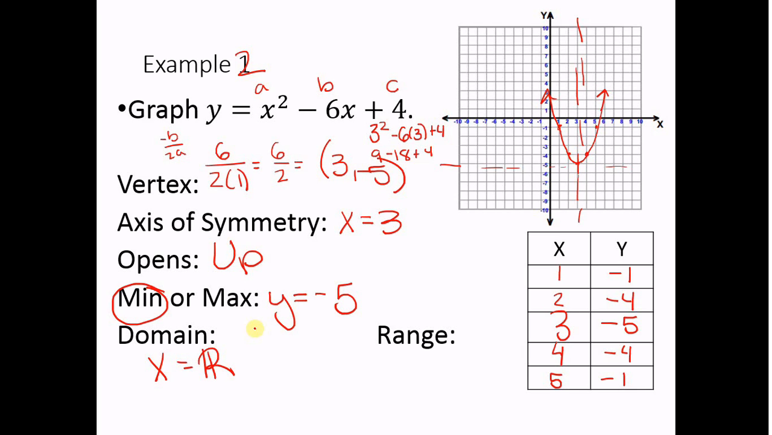Now, what about our range, you're saying? Well, my range, y is, am I bigger? What number am I starting at? I'm starting at -5, right? Am I bigger than -5 or smaller than -5? Bigger, right? I'm getting to the bigger y values. So y needs to be greater than or equal to -5. And that is how to find the domain and range.